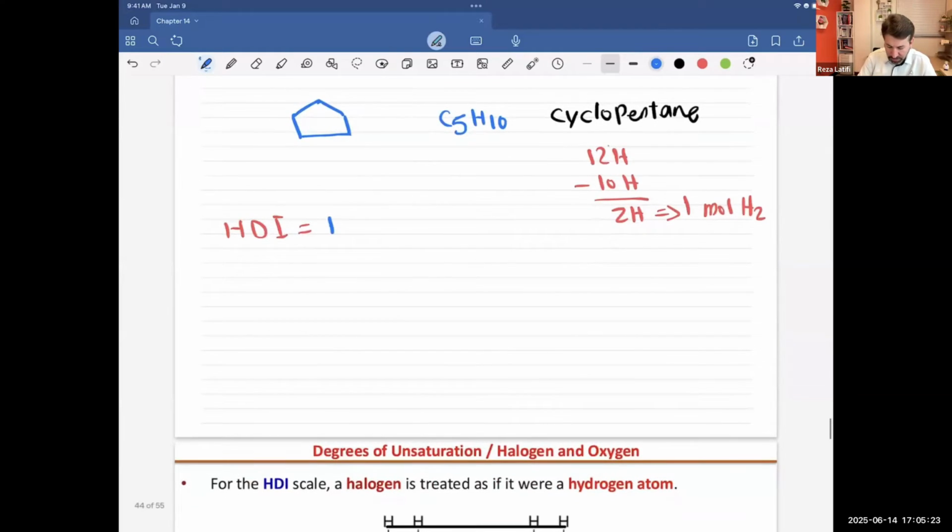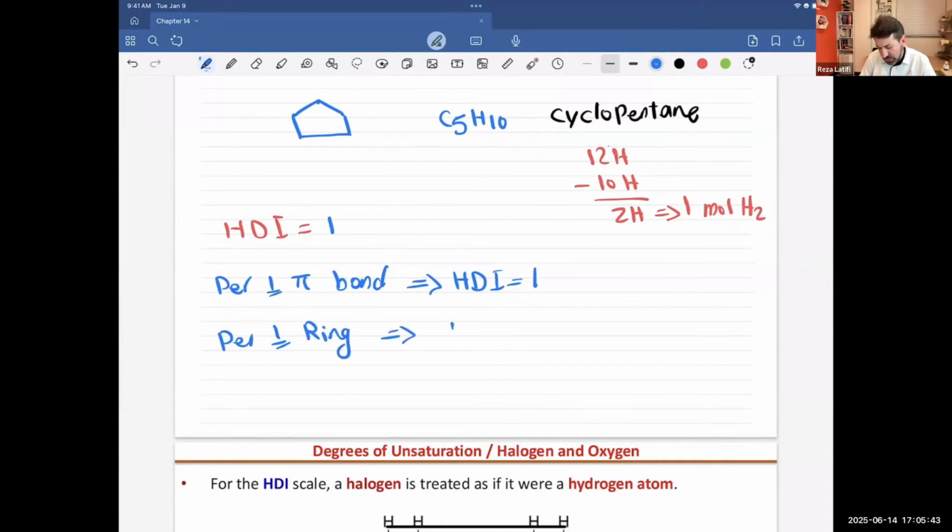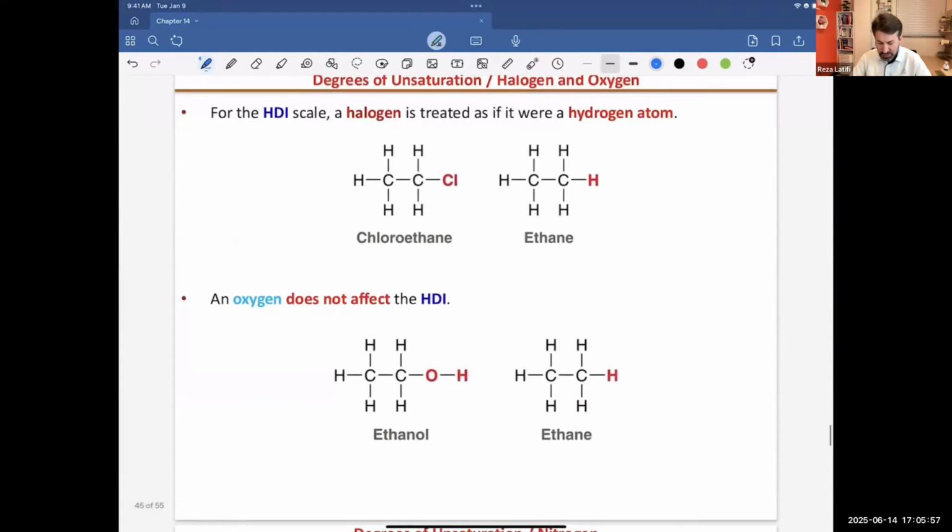So from now on, per 1 pi bond, the hydrogen deficiency index is going to be 1. And per 1 ring, again, the hydrogen deficiency index is going to be equal to 1. So go and count the number of pi bonds plus the number of rings that you see. And I'm going to practice some examples for you.